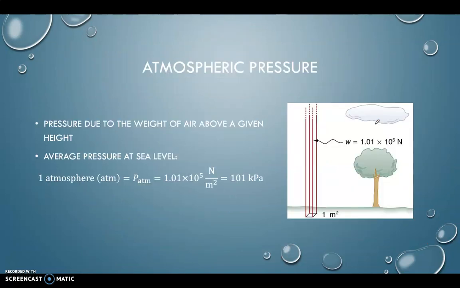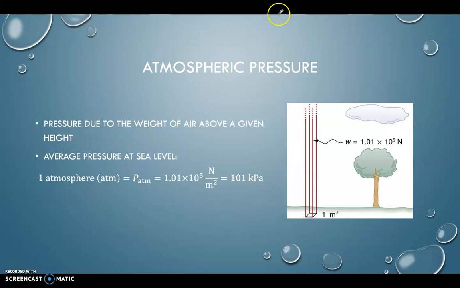So moving on to atmospheric pressure. This is the pressure due to the weight of air above a given height. Okay, so this is very similar to what we were just looking at with fluids, but we're calling this atmospheric pressure. And the average pressure at sea level is what we call 1 atmosphere, or 1 ATM, and this is also 1.01 times 10 to the 5th Newton per meter squared, or 101 kilopascals.